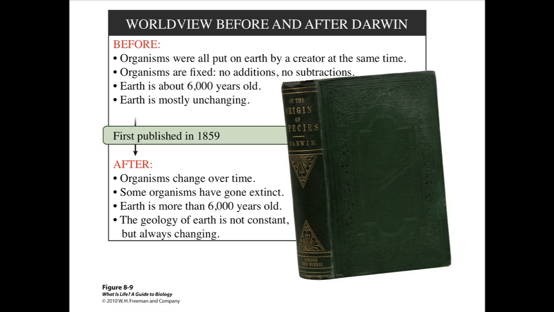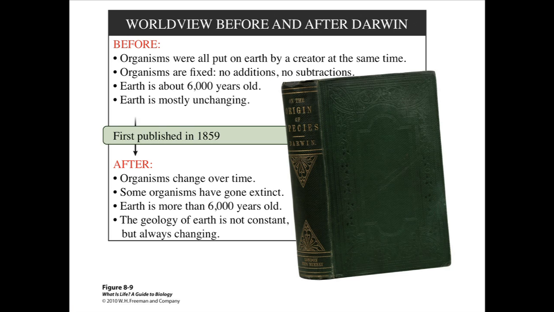So the worldview before 1859 held that organisms were put on Earth by a creator at the same time, that organisms were fixed in a population, that there were no additions or subtractions, that the Earth was about 6,000 years old, and that the Earth is mostly unchanged.